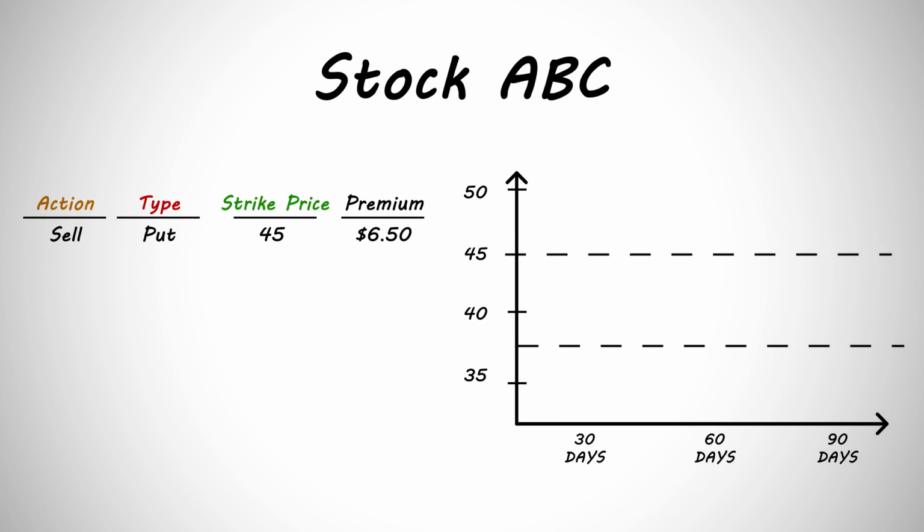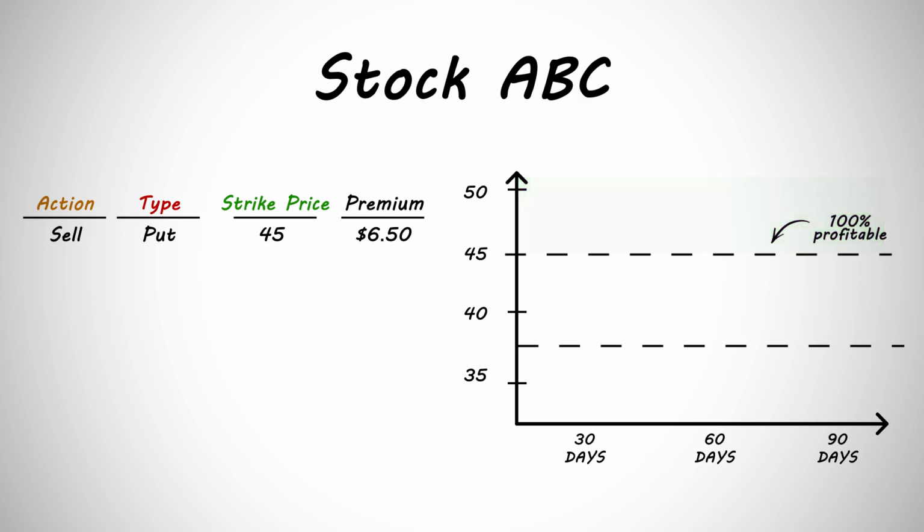Let's look at stock ABC once again, only this time we think the stock is going to keep moving higher. We decide to take a relatively aggressive approach and sell at the money put option, which means selling a put that has a strike price at the same level as where the stock is currently trading. We'll go 3 months out and sell the 45 strike put for $6.50. If the stock does continue to go higher and stays above $45 like we hope, our profit would be $6.50.